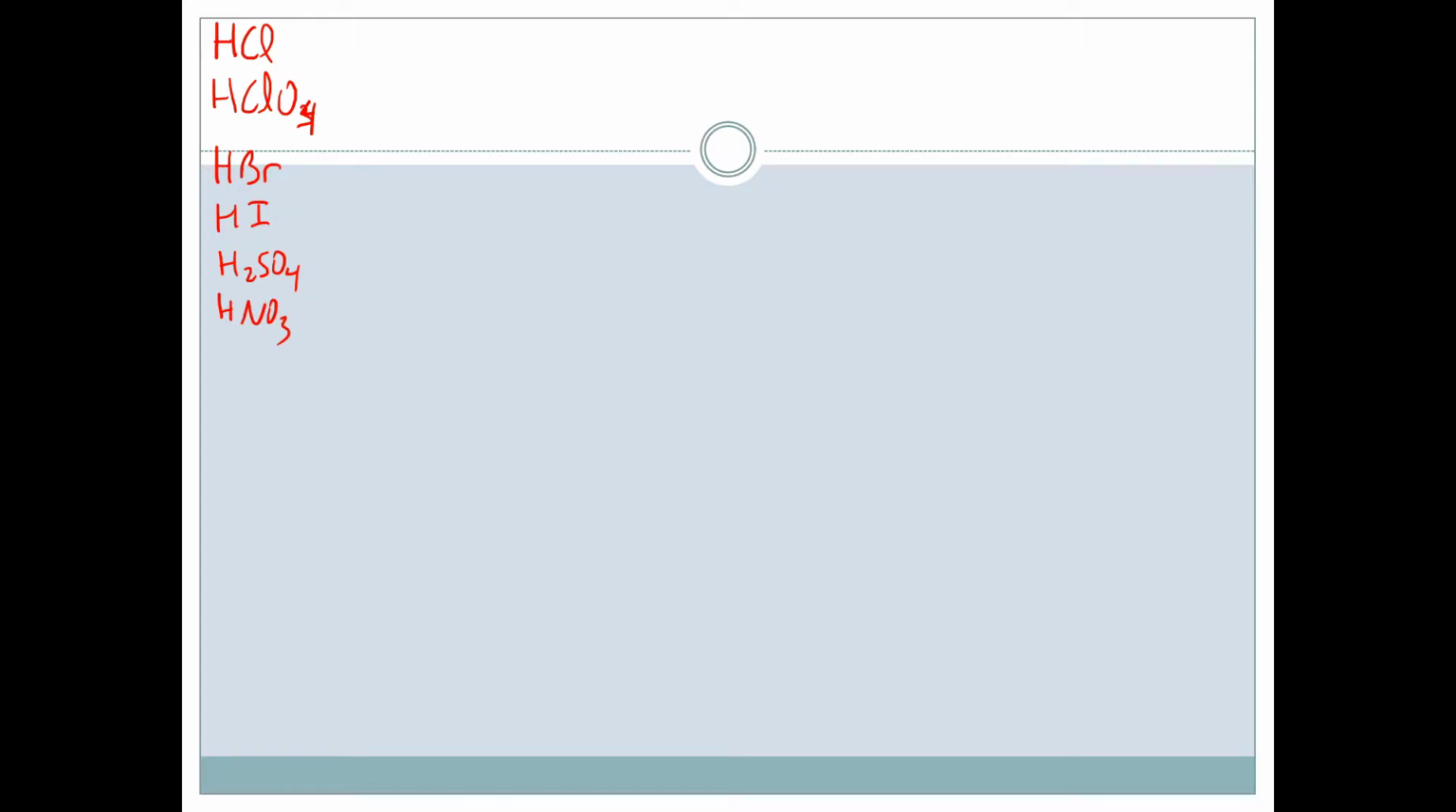But then there's a whole pile of other acids which we called weak acids. And weak acids have a varying strength. And we're going to discuss how to determine the strength of these weak acids relative to other weak acids.